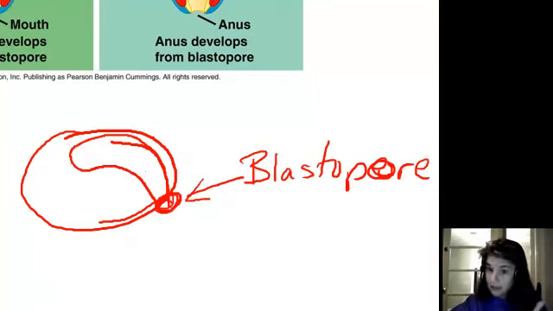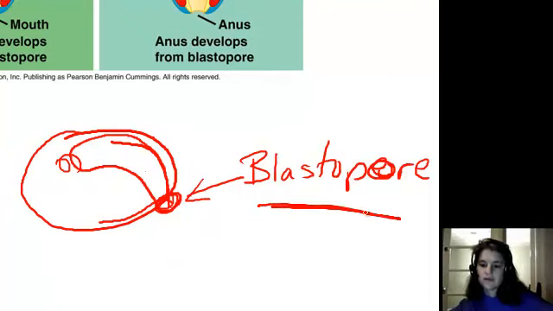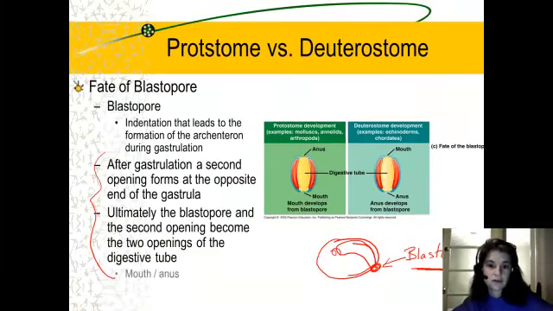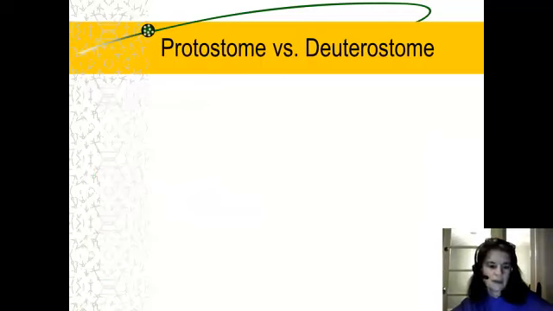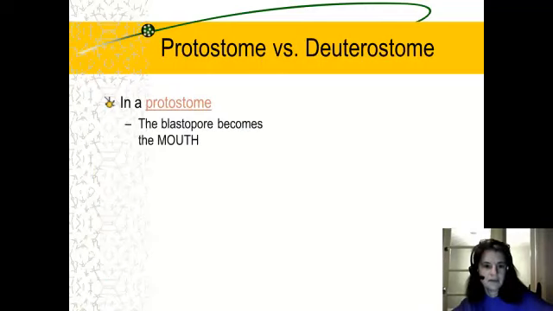It is a fundamentally different way to look at the world. The blastopore and the second, yes, this is what I just told you. Once the second opening develops up here, you've got the beginnings of that complete tube. But the fate of this blastopore is one of the things that determines whether you are a protostome or a deuterostome. Now, in a protostome, as I just said, this is an important thing to keep in mind, the blastopore is going to become the mouth.